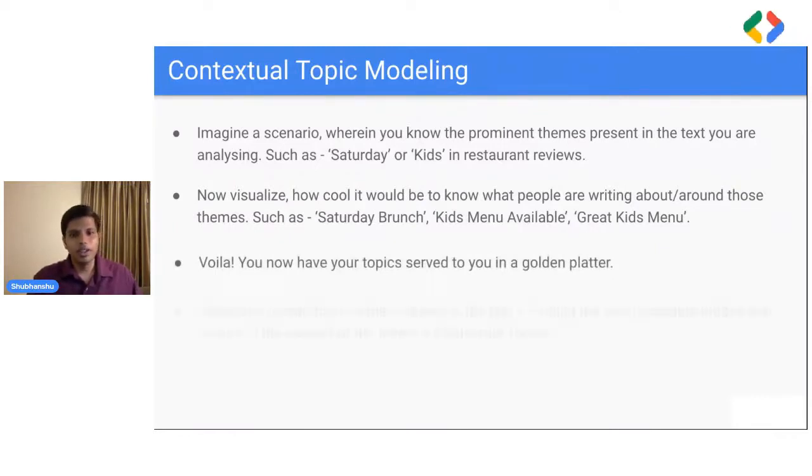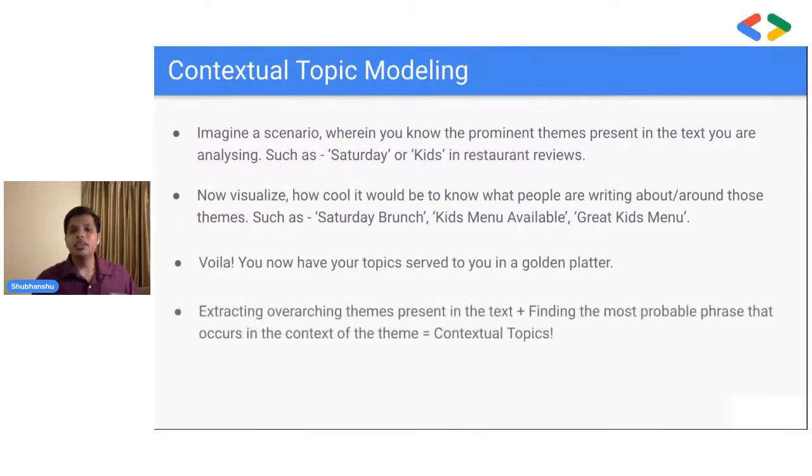That's your topic. So the point is the overarching themes, which in this example are Saturday and kids, plus finding the most probable phrase that occurs in the context of the theme. In this case, Saturday brunch or great kids menu. These things together constitute the contextual topic.